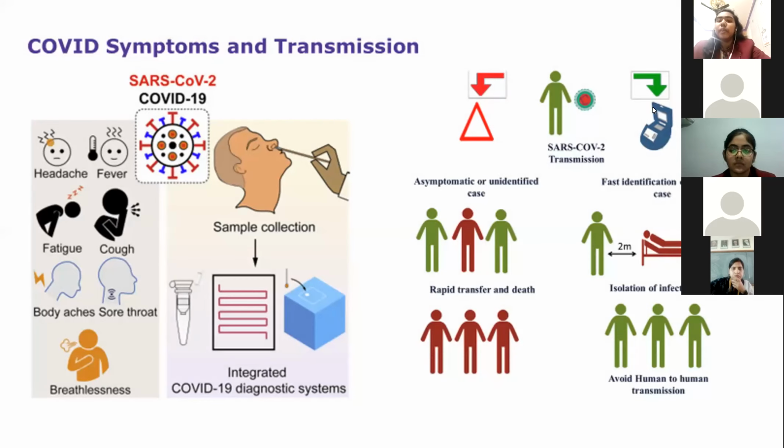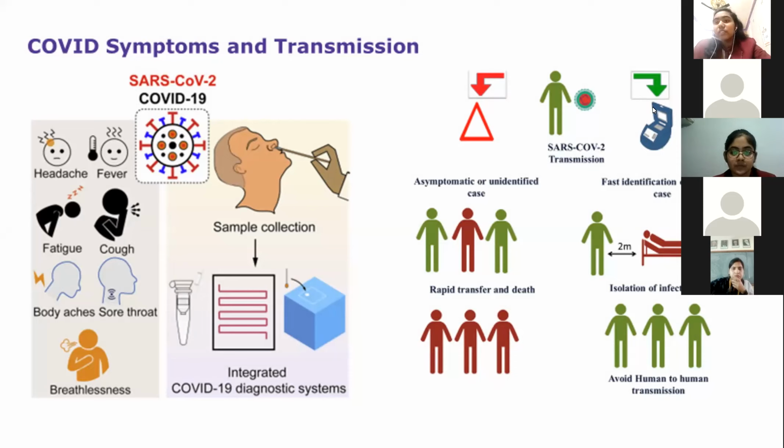Now let us come to the pictorial representation of COVID symptoms and transmission. You could see here the symptoms of COVID-19, which we have discussed earlier, like headache, fever, fatigue, cough, body aches, sore throat, and breathlessness. If you have these symptoms, how could you test it? It's shown beside this in this pictorial representation. And also we are going to discuss it in the next topic.